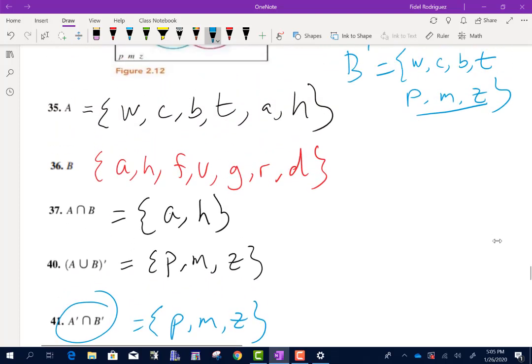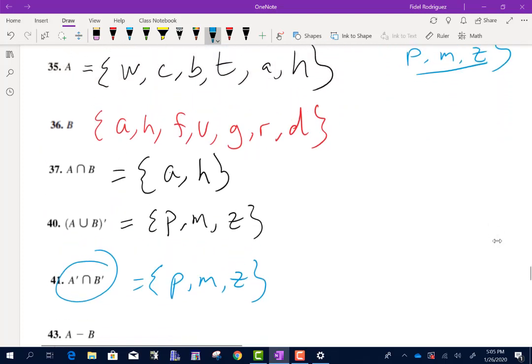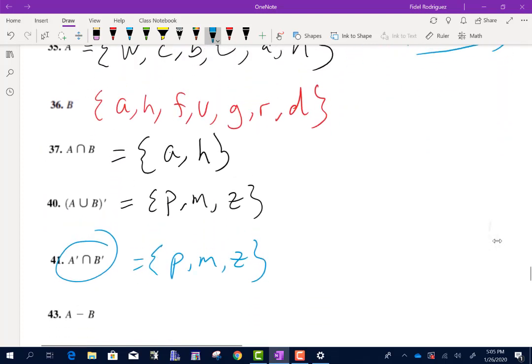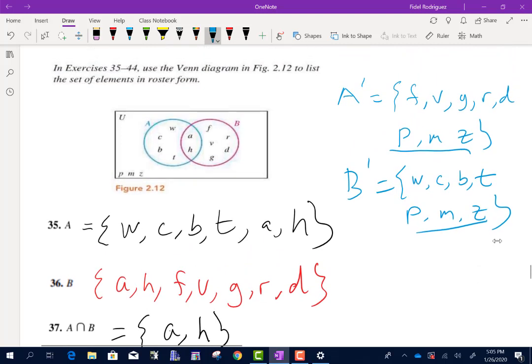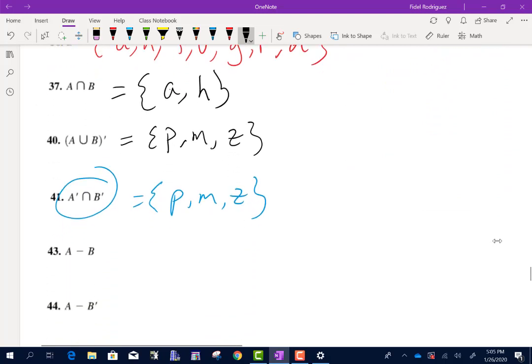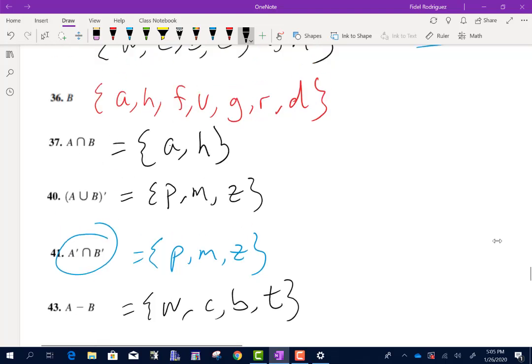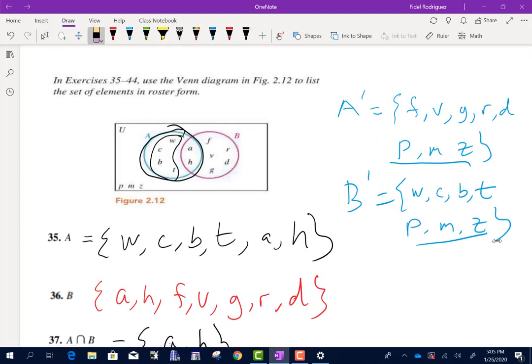Alrighty. Now let's see if we can find A minus B. Guys, we can do it looking at the picture, and we can also do it looking at what we have right here. Let's do it first looking at the picture. What letters do I have in A that are not going to be in B? Wouldn't it just be those right there? W, C, B, and T. Those are the ones we want. W, C, B, and T. Erase this mess here.